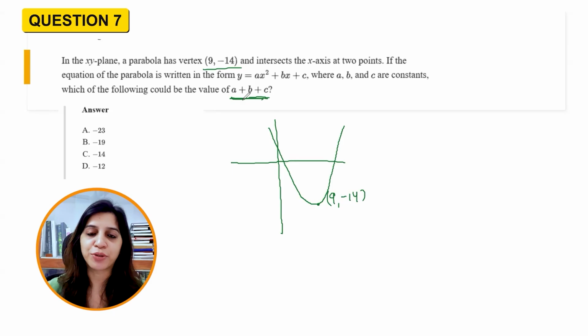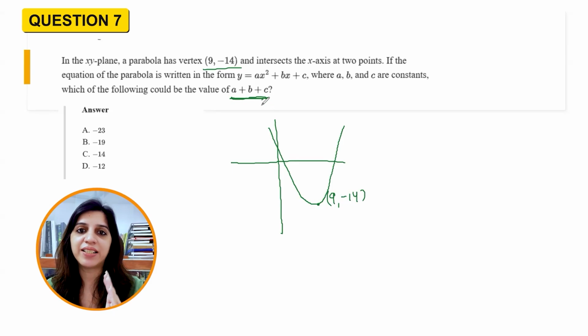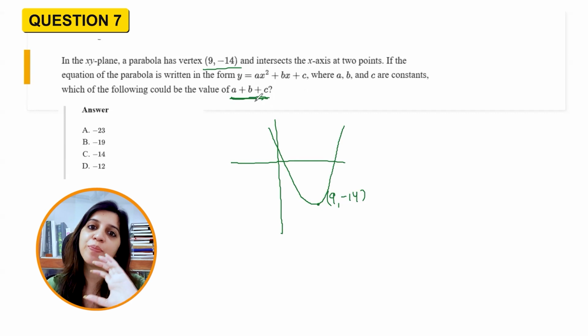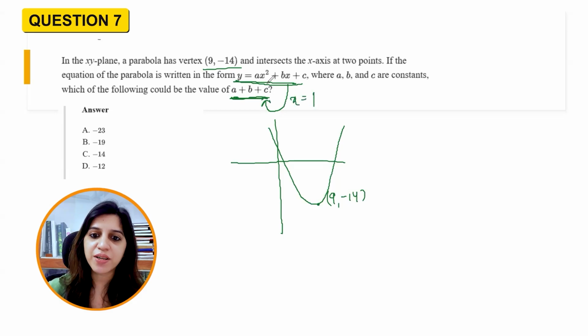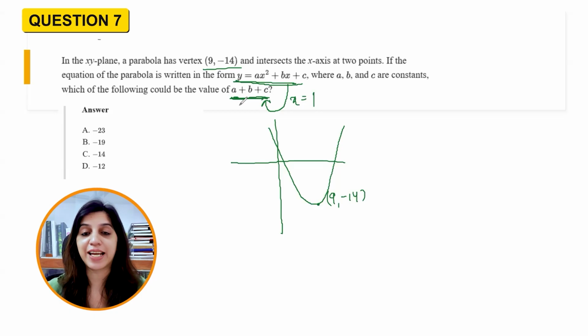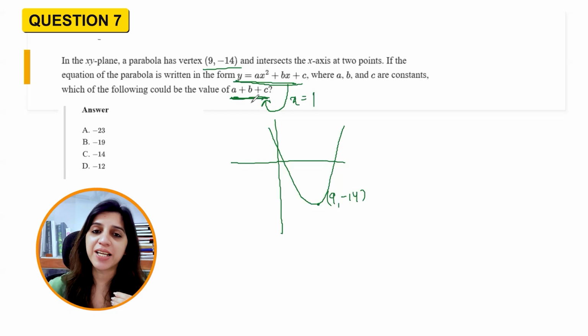Luckily, I don't have to. I don't need to find the value of a, b, or c. I only need the value of a plus b plus c. Let's try to manipulate what I have. I have the equation of this parabola. If I look closely at these two, I realize if somehow I can manipulate this to get this. Yes, I can. I can just put x equal to 1. If I put x equal to 1 in the equation of the parabola, I in fact get a plus b plus c.